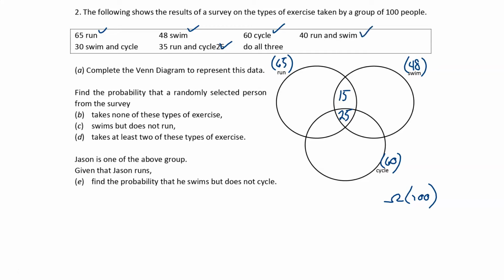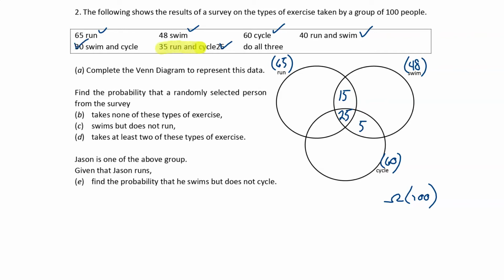Now we can look at 30 swim and cycle. Following a similar approach, we look at swimming and cycling. So those are the two areas we're looking at. But then again, we're looking at an and. So it's the intersection between those two areas. We're told that there are 30 people who do both swimming and cycling. We've already allocated 25 of them into that space. So we only need to put 5 more in the intersection.